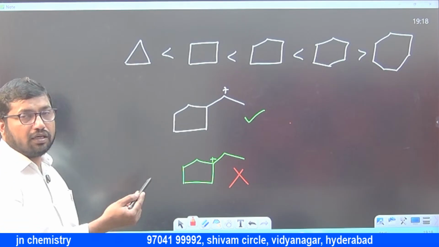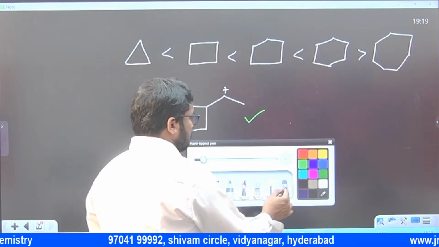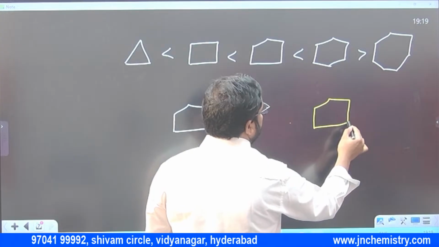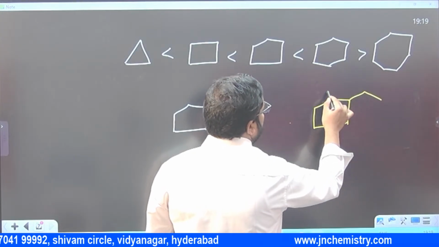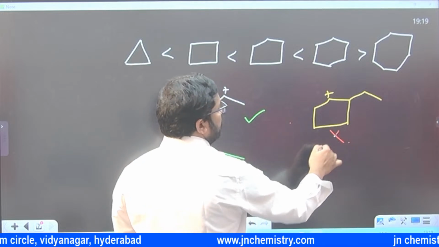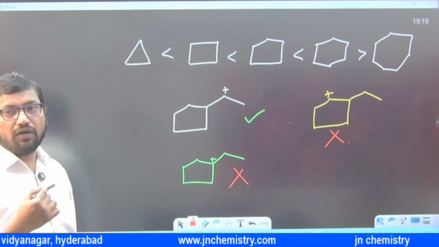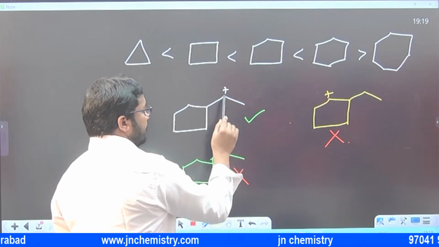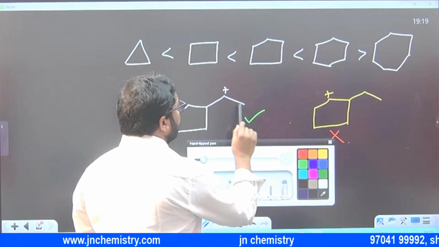So outside the carbon, for example, here is the carbocation. In this case does ring expansion take place? No. Whenever the outside carbon has the carbocation, what does it mean? Here is a vacancy in the p orbital.